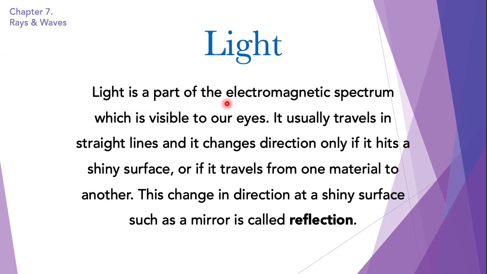So light is a part of the electromagnetic spectrum which is visible to our eyes. It usually travels in straight lines and it changes direction only if it hits a shiny surface or if it travels from one material to another. This change in direction at a shiny surface such as a mirror is called reflection. So when light hits something and changes its direction, it's more like bouncing off of a shining surface. This is called reflection.